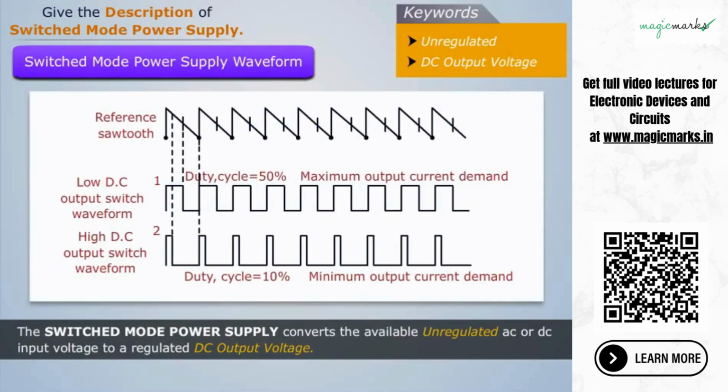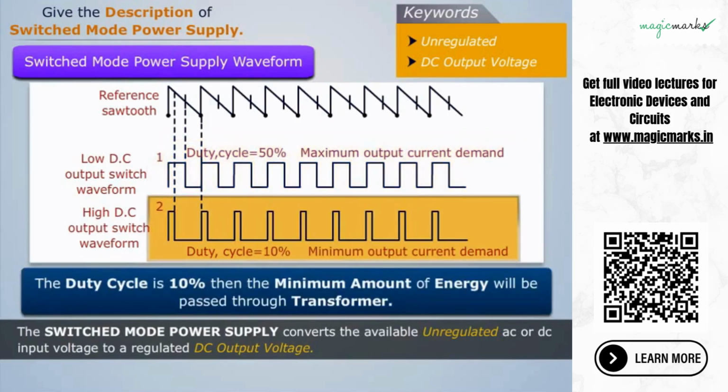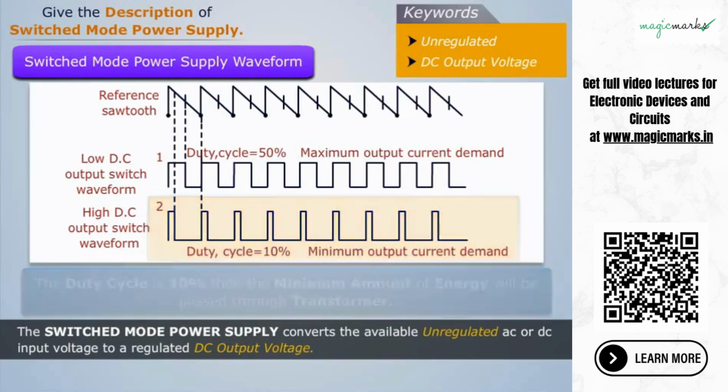The reference waveform and the low and high DC output switch waveform are represented as follows. When the duty cycle is 50%, the maximum amount of energy will be passed through the transformer. When the duty cycle is 10%, the minimum amount of energy will be passed through the transformer.